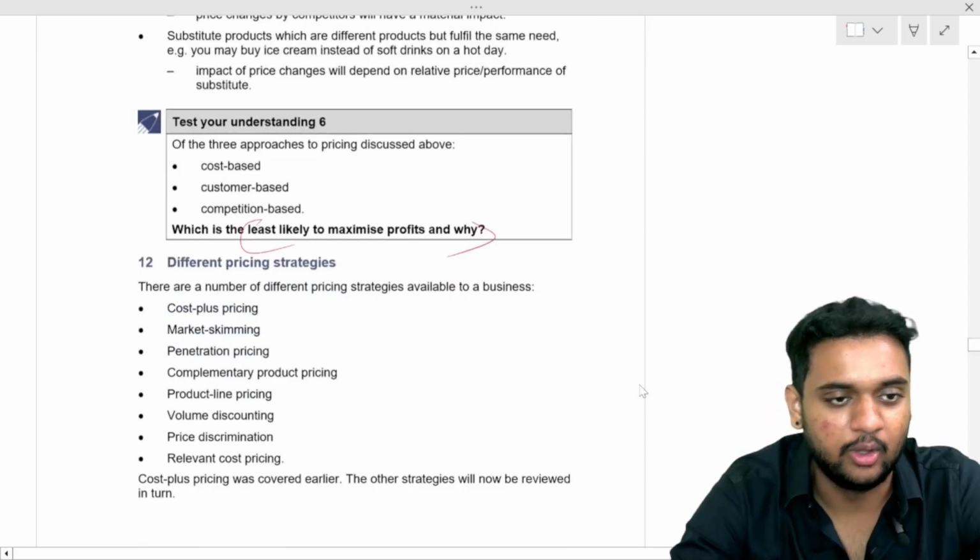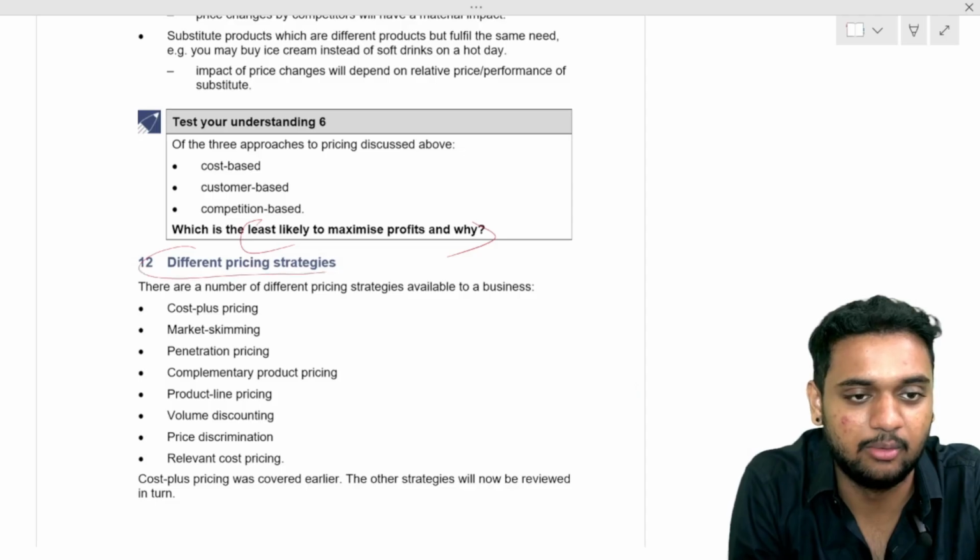Okay, now we are going to see different pricing strategies available to a business.